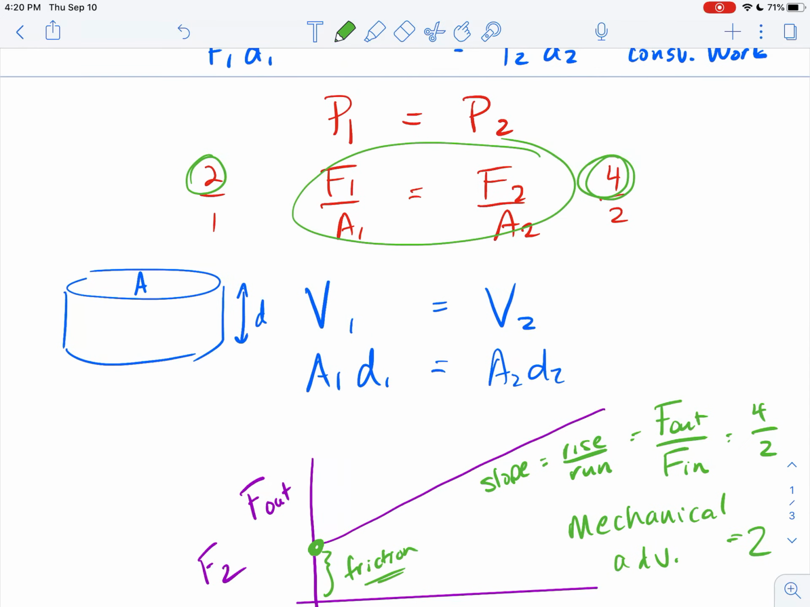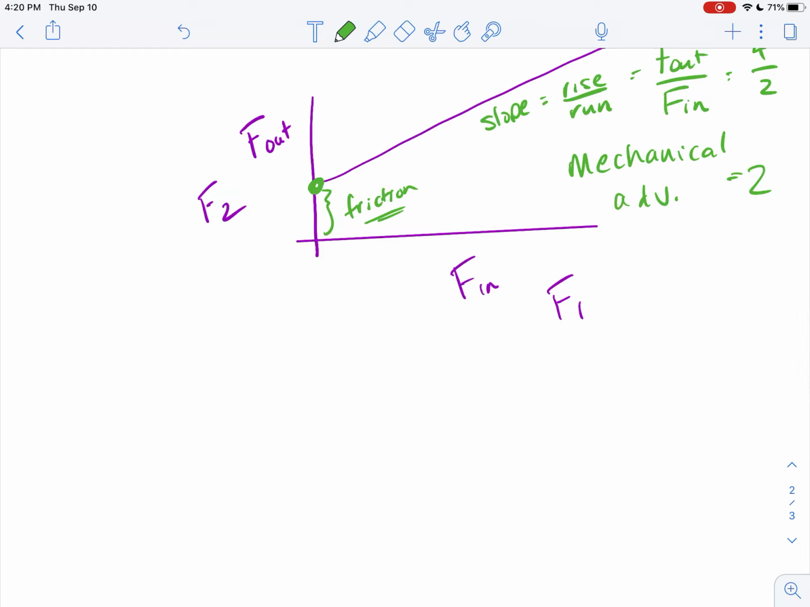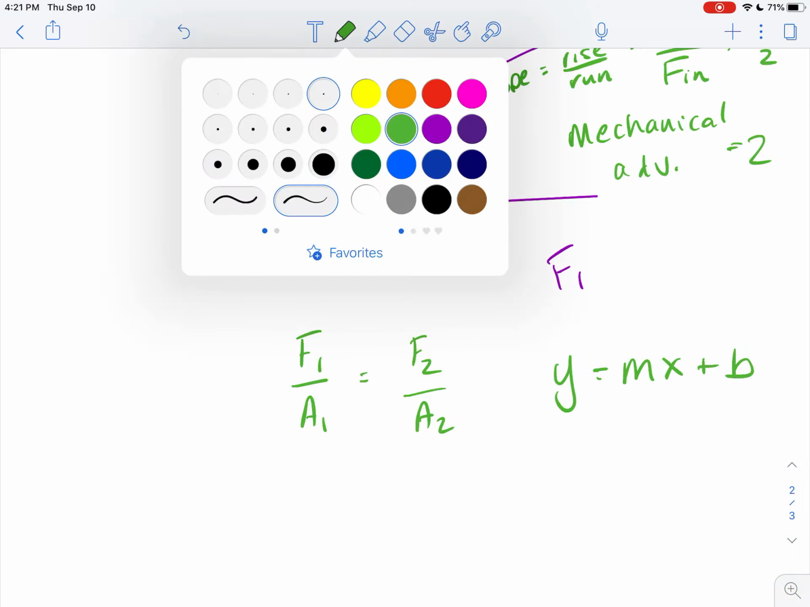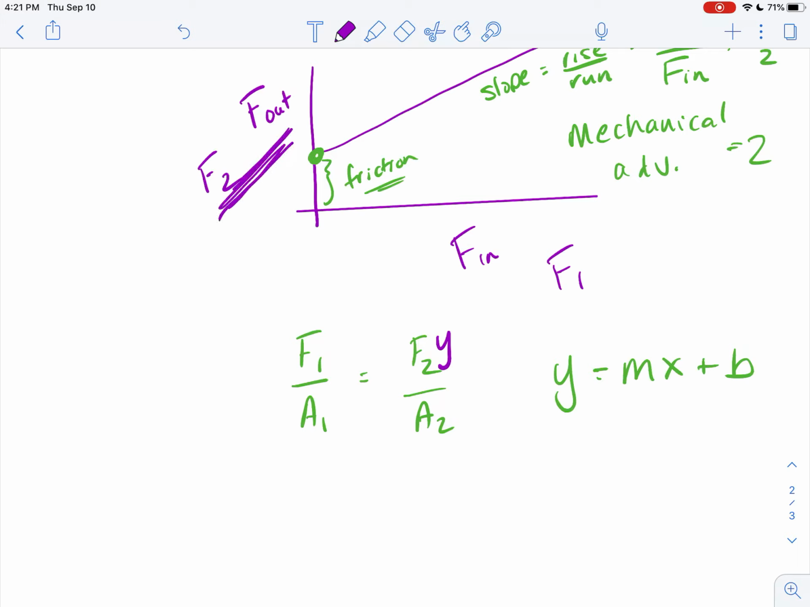I can take this formula, the one that's based on equal pressure, and I can rearrange it. And what we want to do is try to write a formula of the form y equals mx plus b. So in this case, F out or F2 is like my y, right? That's on our y-axis. And F1 is our variable that's on our x-axis. So I'm going to rearrange this a little bit. I'm going to multiply both sides by A2. And then I'm just going to turn this around. So I'm going to write F2 equals A2 over A1 times F1.